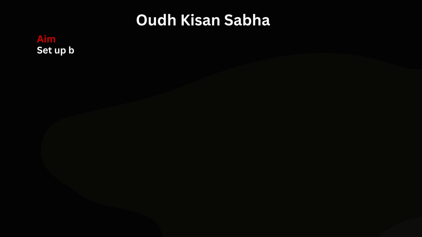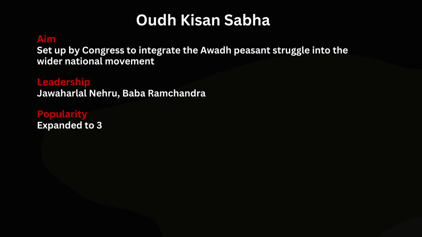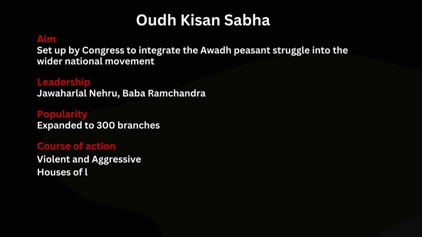Now, to integrate the Awadh peasant struggle into the wider national movement, Congress set up the Awadh Kisan Sabha, which was led by Jawaharlal Nehru, Baba Ramchandra, and a few others. Within a month, it expanded to 300 branches in the villages around the region. It became popular.